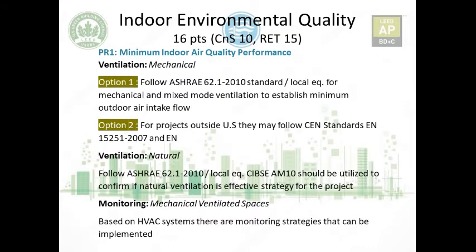Since the prerequisite deals with 2 things, ventilation and monitoring, and we have seen we have 2 types of ventilation, mechanical and natural, let's see mechanical first. We have option number 1, where we have to follow the ASHRAE 62.1-2010 standard, or the local equivalent, for mechanical and mixed mode ventilation. Mixed mode is when you have the combination of both. You have certain areas in the building that deal with natural ventilation, and others where mechanical ventilation is used. And this is to establish minimum outdoor air intake flow. Outdoor air has to come in, processed or unprocessed, and has to go out.